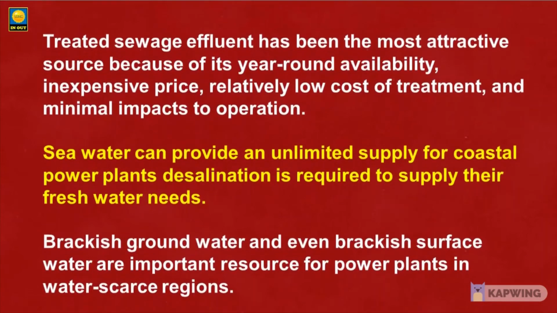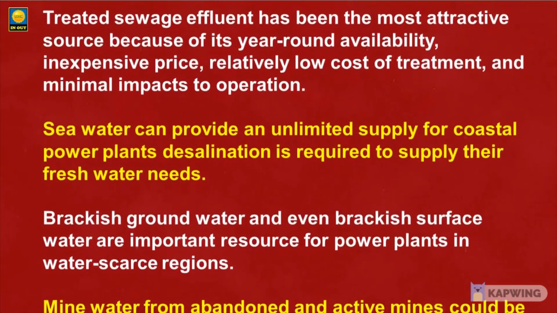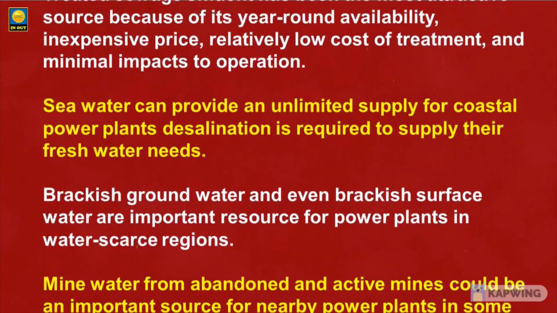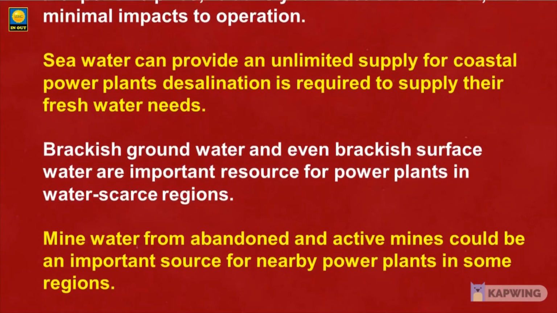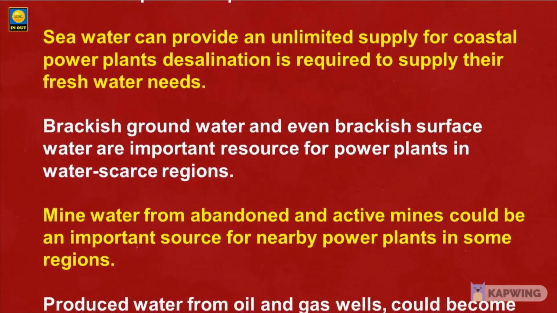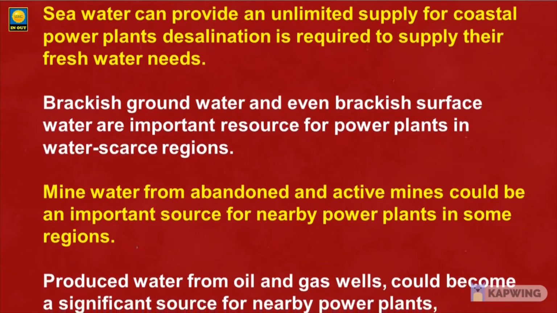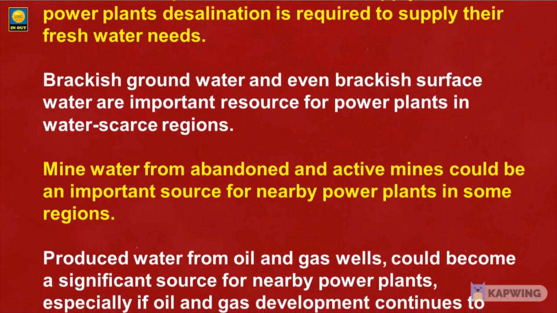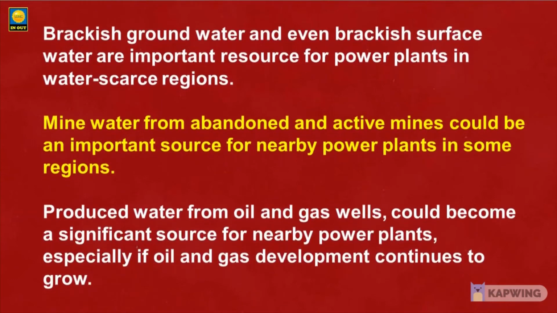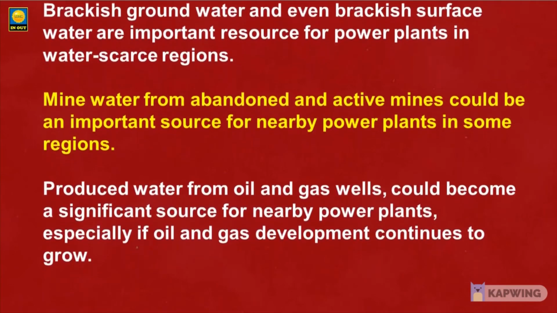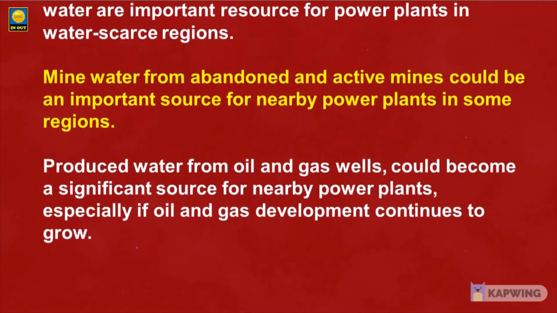Brackish groundwater and even brackish surface water are important resources for power plants in water-scarce regions. Mine water from abandoned and active mines could be an important source for nearby power plants in some regions. Produced water from oil and gas wells could become a significant source for nearby power plants, especially if oil and gas development continues.